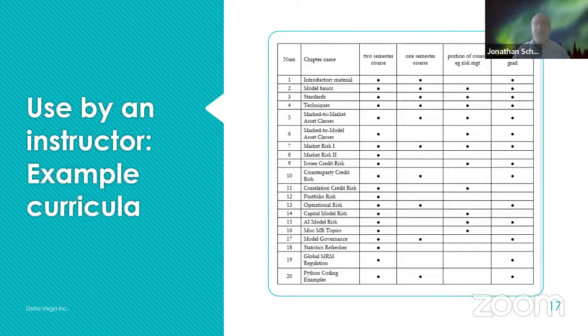The titles across the top are a 2-semester course, so essentially using everything. A 1-semester course where you use a part of it, a portion of the course, as we saw in these risk management classes, and a review for self-study.